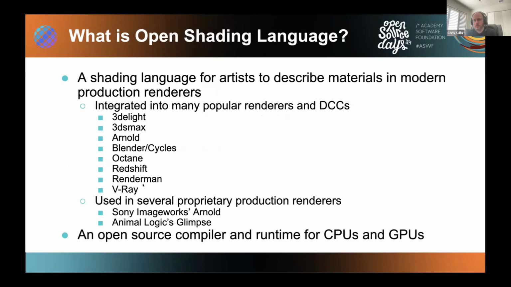Okay, so let's get started. So what is Open Shading Language? It's a shading language, first and foremost, for artists to describe materials in modern production renderers. It's integrated into many popular renderers and DCCs, including the ones listed here, among several others, as well as in some proprietary production renderers that are used at large studios. And it's not just a specification of a shading language, it's actually an open source compiler and runtime that works on both CPUs and GPUs.